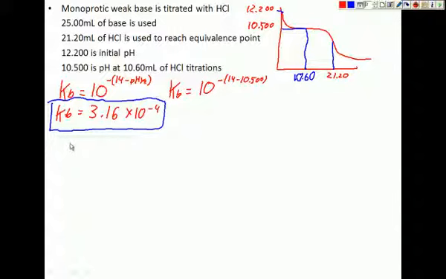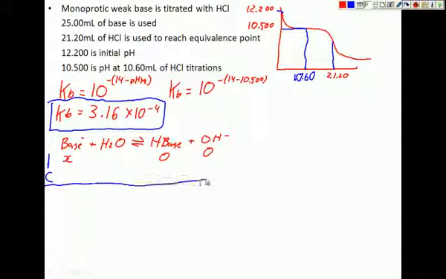So again, we're just going to go base plus water. I'm making an ice table right now, and that's going to make HBase, so that should be base minus, plus OH minus. Okay. Again, this is X. This is 0. Here's my initial, my change, and at equilibrium.